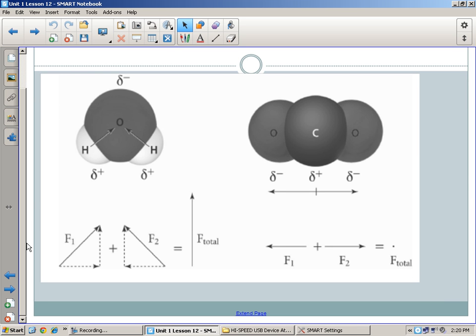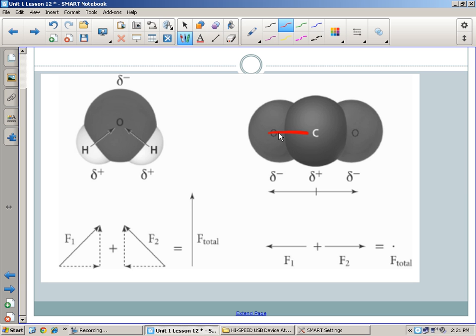Now, I don't know if we did this. I don't think we did this yesterday, did we? I think I just let you guys copy yesterday. So hopefully this is not too confusing for you here, but basically we look at carbon dioxide, for example. Okay, this bond between the carbon and oxygen.